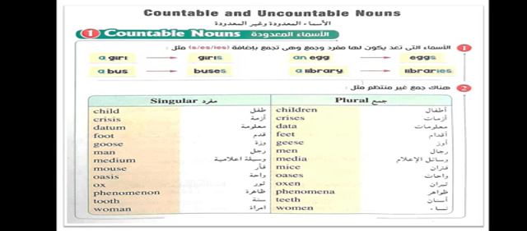For example, a girl, girls, a bus, buses, an egg, eggs, a library, libraries. Of course, there are irregular forms of the plural. For example, child, children, crisis, crises, datum, data, foot, feet, goose, geese, man, men, medium, media, mouse, mice, oasis, oases, ox, oxen, phenomenon, phenomena, tooth, teeth, woman, women.